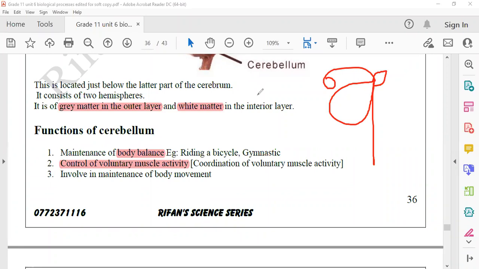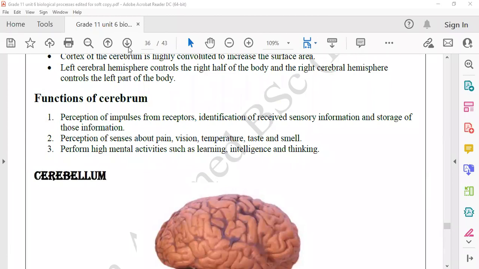Cerebellum coordinates voluntary muscle activity. What to do is controlled by the cerebrum. Cerebrum controls what? Voluntary muscle contraction. Voluntary muscle contraction is controlled by whom? Cerebrum. Cerebrum will control which muscles contract. Cerebellum will decide in what order those muscles have to contract.